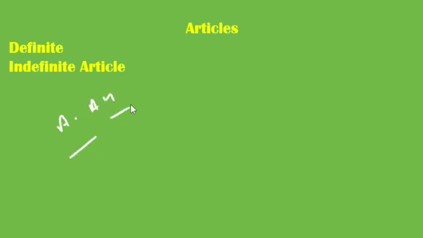We have two kinds of articles: definite article and indefinite article. First of all, let's know about indefinite articles. So what are indefinite articles? Indefinite articles are a and an. A and an are our indefinite articles. First of all, let's learn about this a and an.